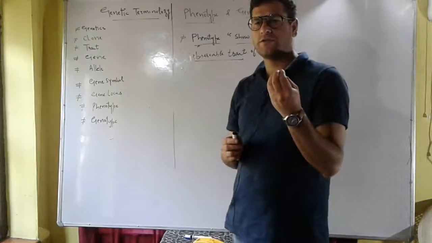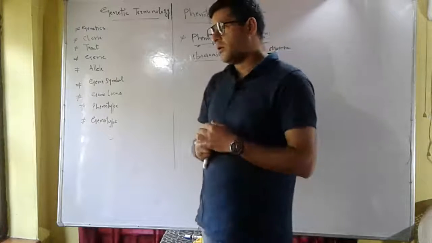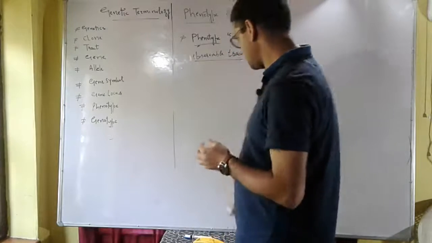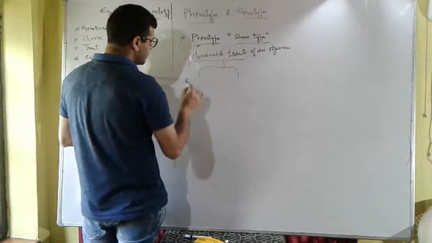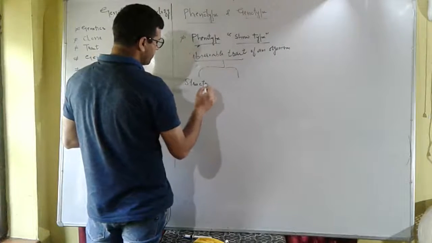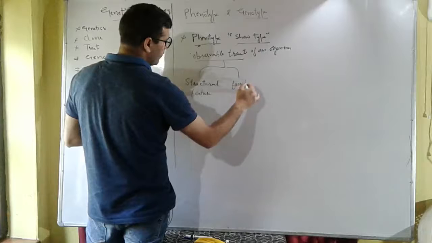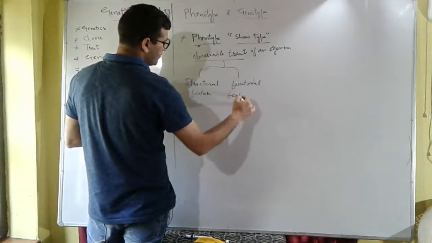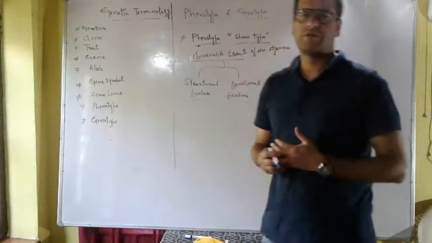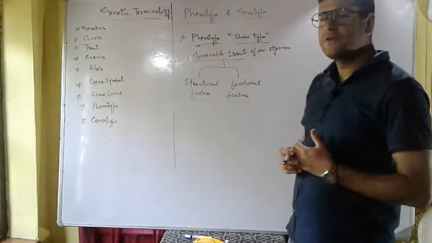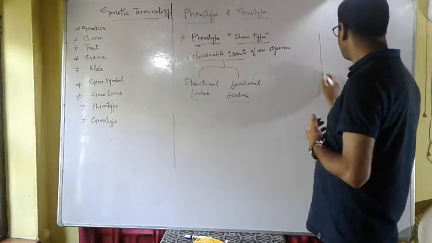That means phenotype simply means the observable trait of an organism, or we can say the morphological features of an organism. This observable trait can be both a structural feature or a functional feature of an organism. So phenotype is simply the observable feature of an organism.